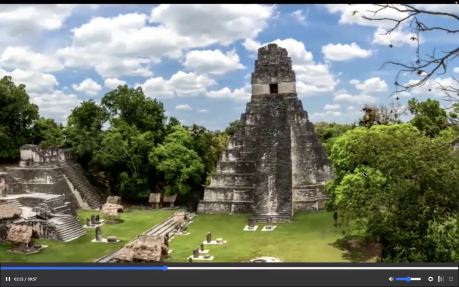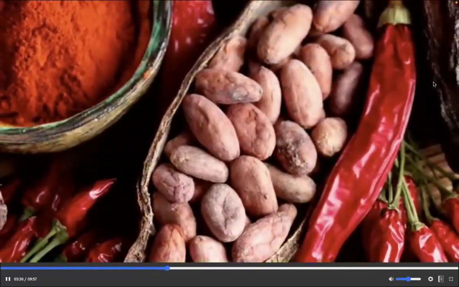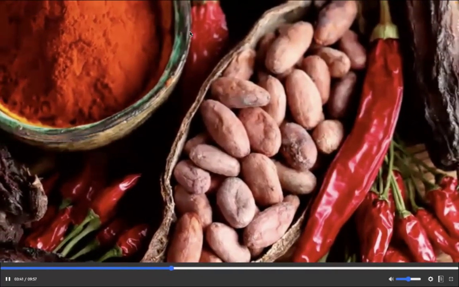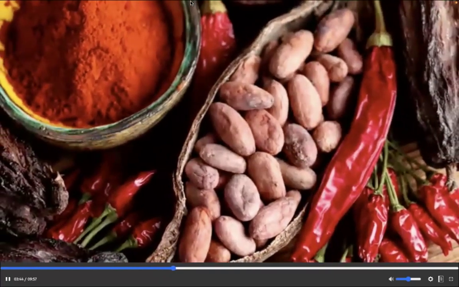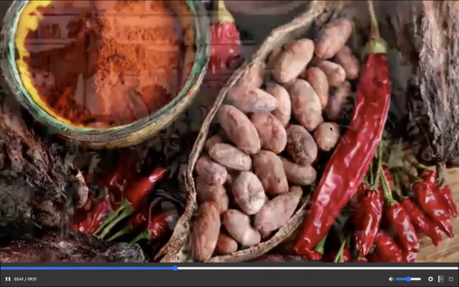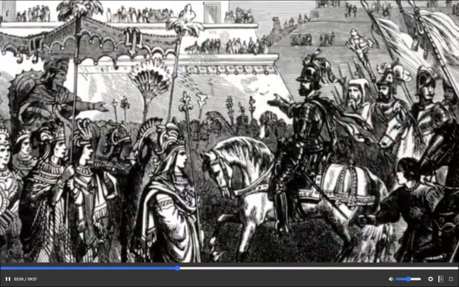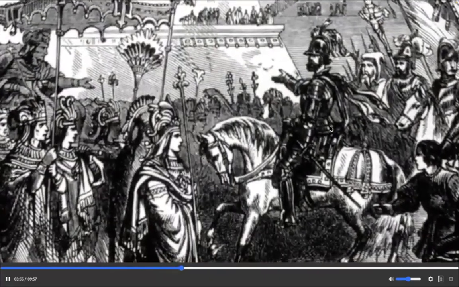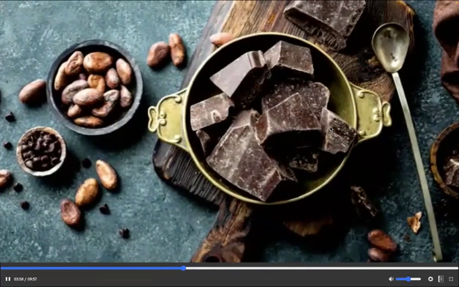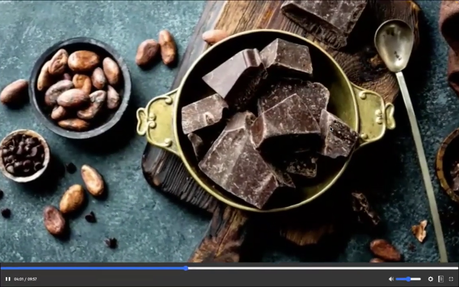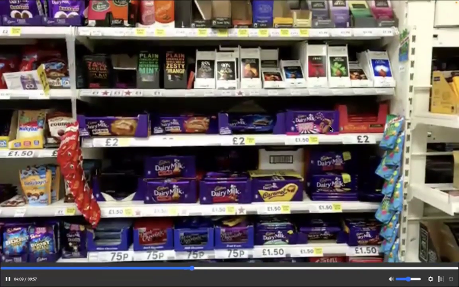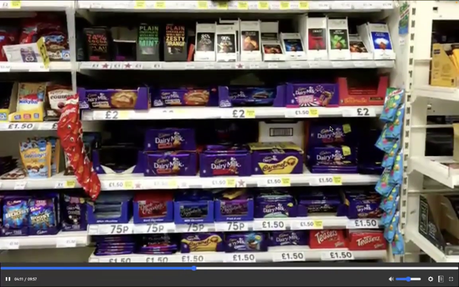The ancient Mayans and Aztecs used cocoa beans mixed with some water and spices to make a special drink. They didn't have any sugar, so the drink wasn't sweet. Spanish explorers first brought cocoa beans to Europe about 500 years ago. But it wasn't until around 170 years ago that a British company started making solid chocolate bars. Now, our shops are full of thousands of different chocolate products.